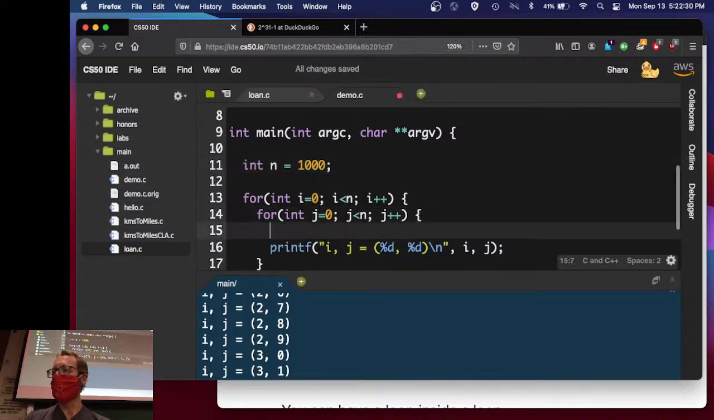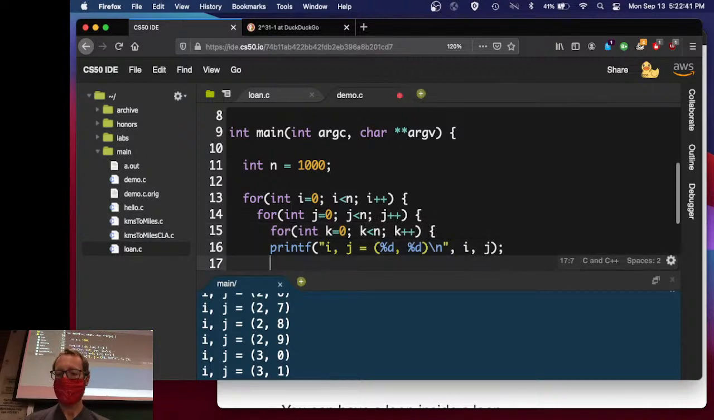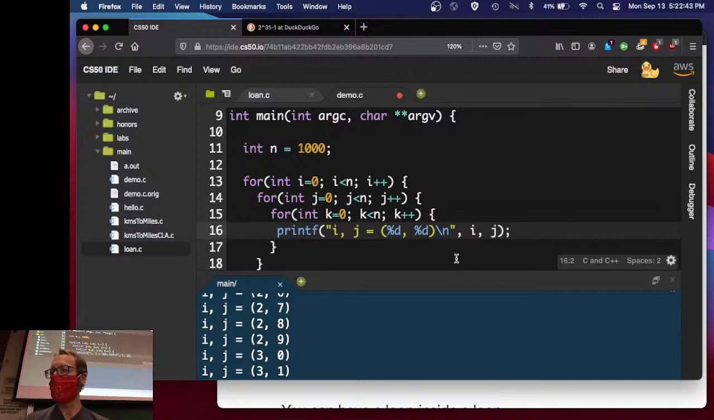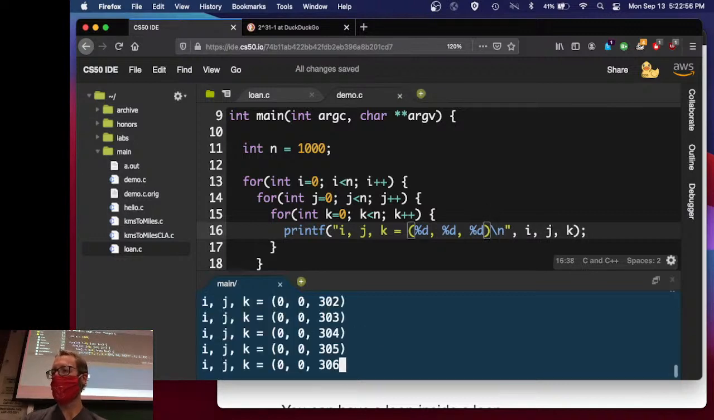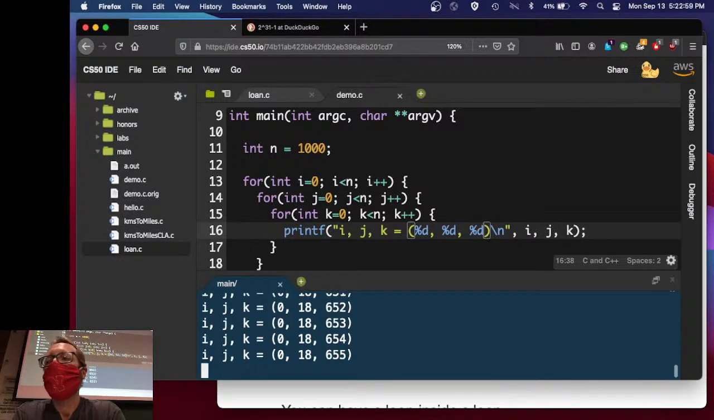By the way, where do I go next? i, j, k. j or k is less than n. k plus plus. There we go. And print out i, j, and k. There we go. Oop. Say what? %d, thank you. How long is this going to take?